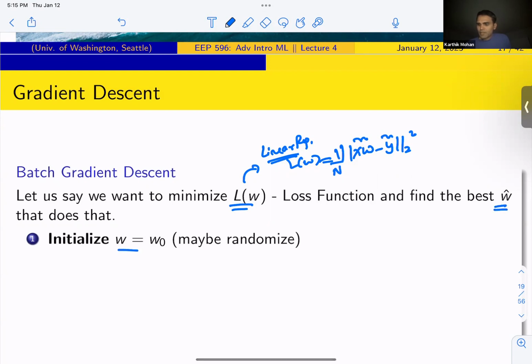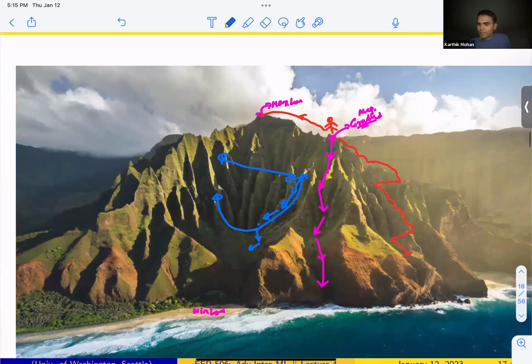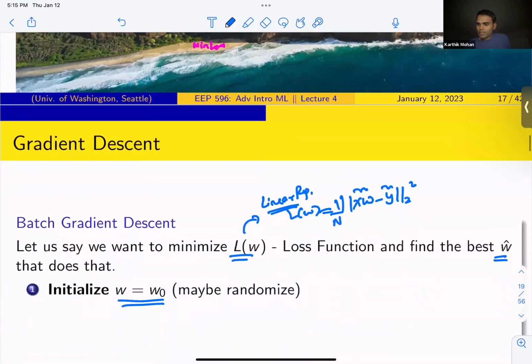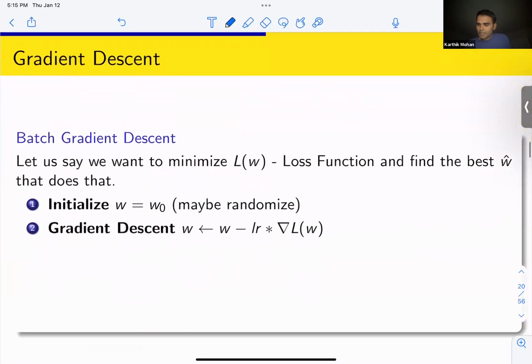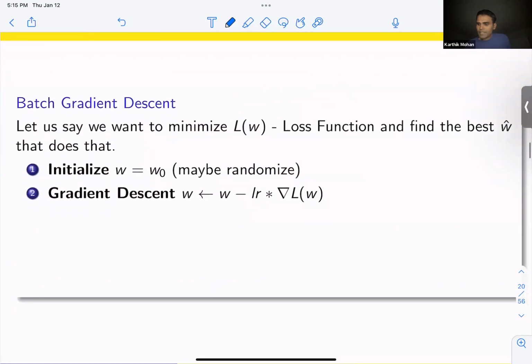So I start with some point. I randomly initialize. This is the same as saying pick some point on the mountain. I don't know where, but pick some point. Maybe I start here, you start here, maybe I start here. So that's like a starting point. So randomly initialize where you want to start. You can use some random function to do the initialization, and then you take a step in the negative gradient.